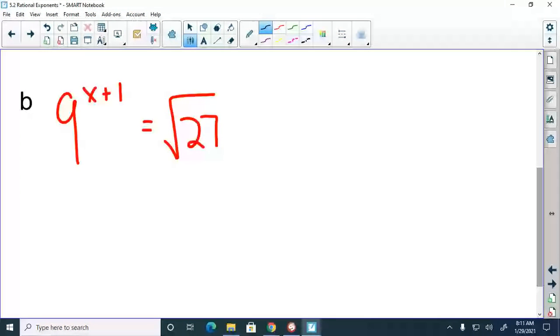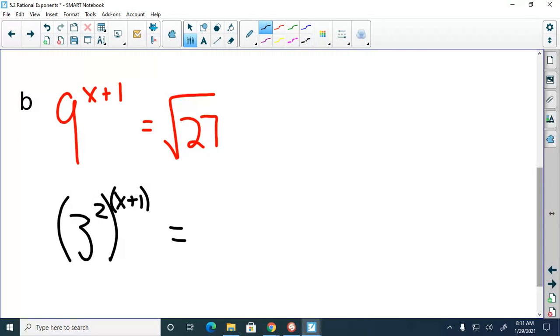Now those are not the same base. One has a 27 and one has a 9. What do we need to do? We need to figure it out by getting the same base. So instead of 9, I would want to write 3 squared to the x plus 1. And instead of 27, I could write 3 to the what? 3 to the 3, 3 to the 3 square rooted.